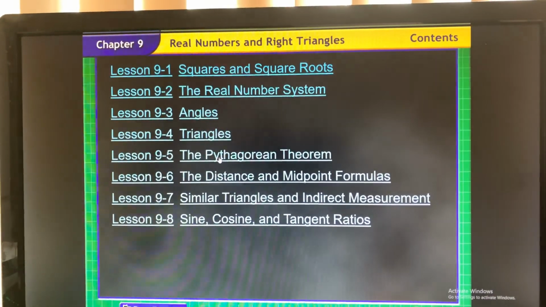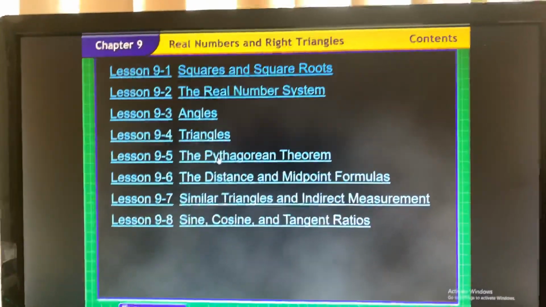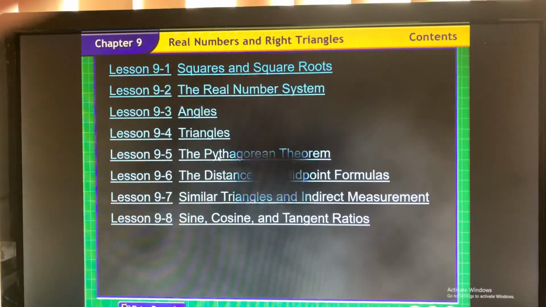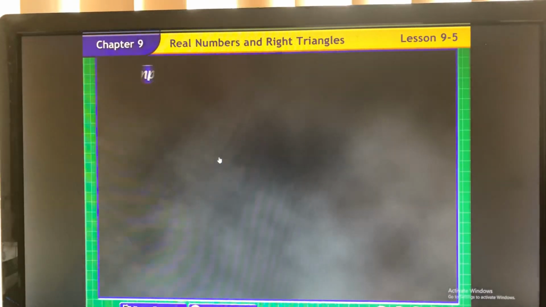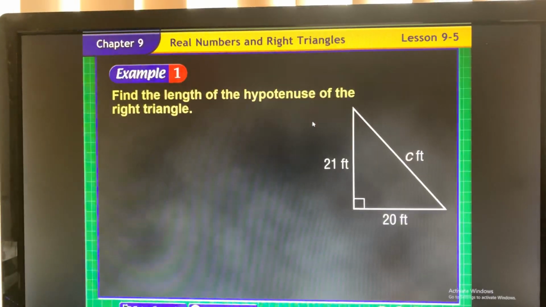Okay, we're going to do the Pythagorean theorem today. The Pythagorean theorem has to do with right triangles only. So here we go. First of all, let me tell you about a right triangle.